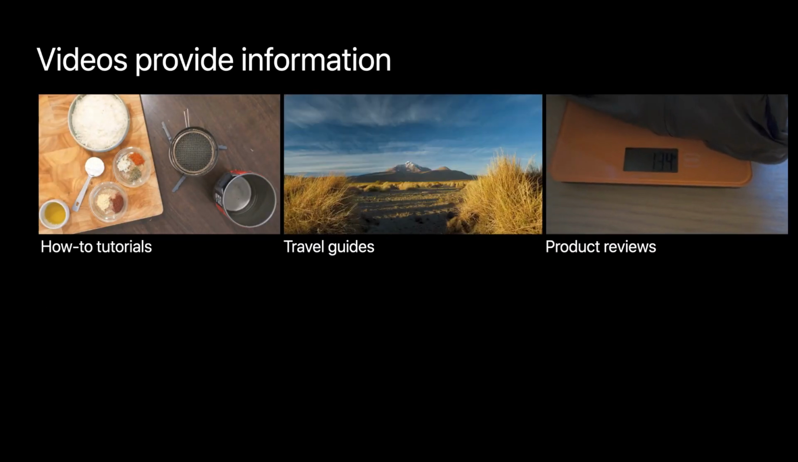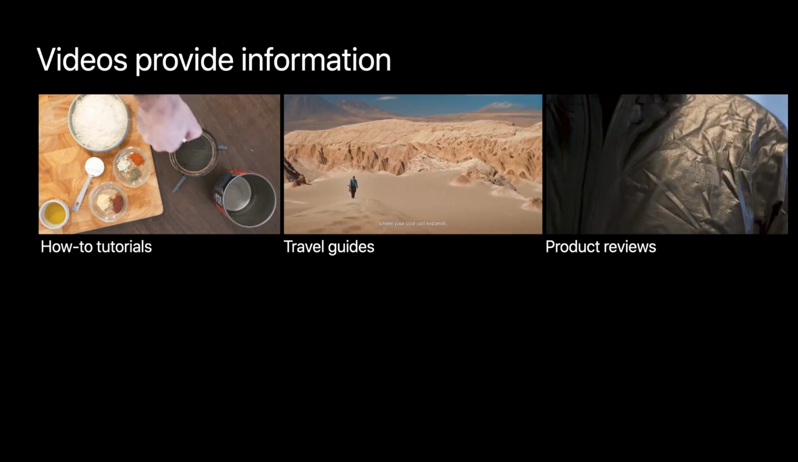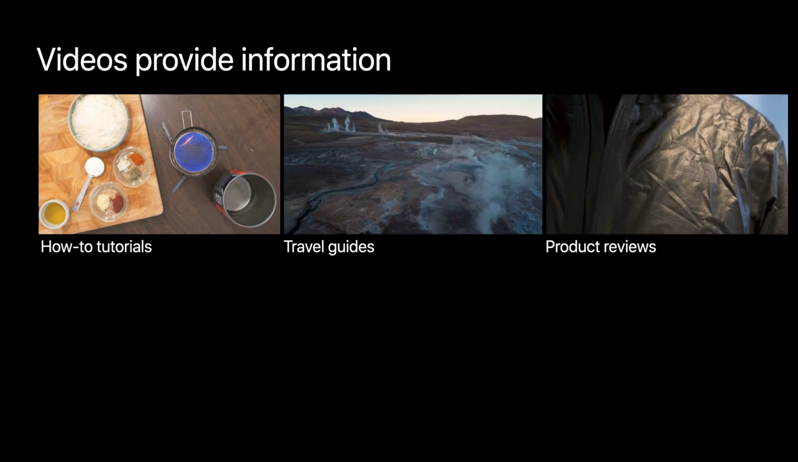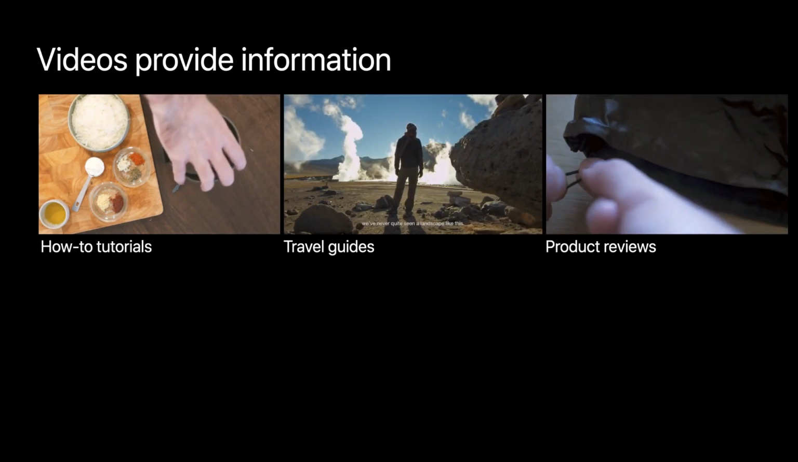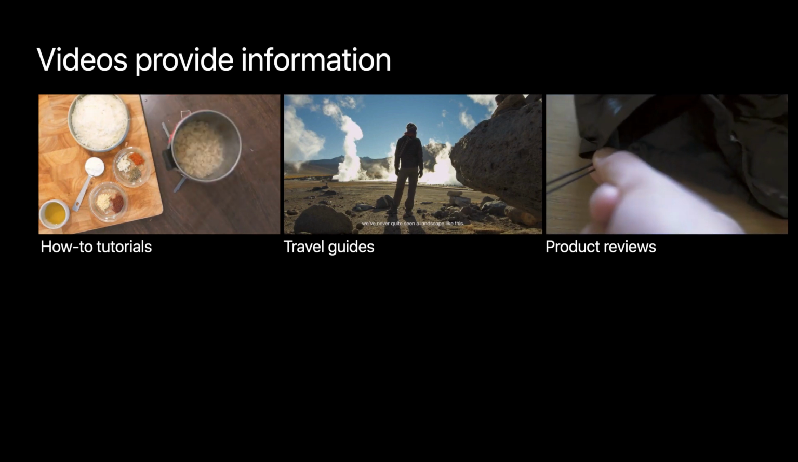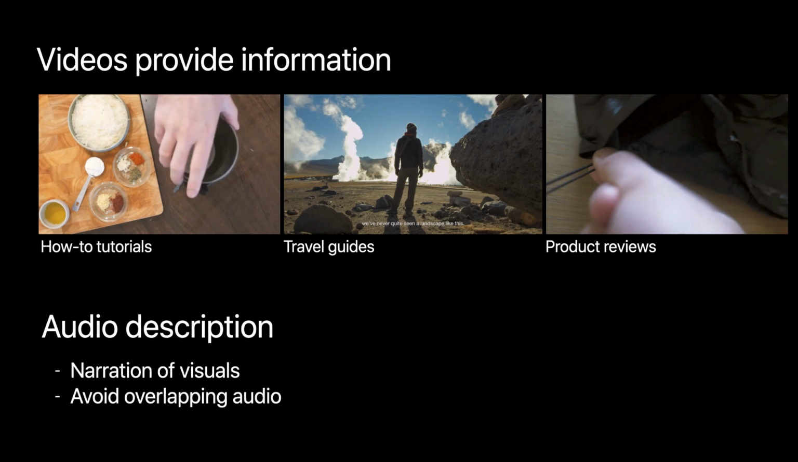Online videos such as how-to tutorials, travel guides, and product reviews provide information both auditorially and visually. But the visual content in videos can be inaccessible to blind and visually impaired audience members. This creates unnecessary barriers to accessing information. To make videos accessible, professionals create audio descriptions, or narrations of important visual content that avoid overlapping important audio content. Professionals often omit visual content or offset the timing of their narrations to make everything fit.